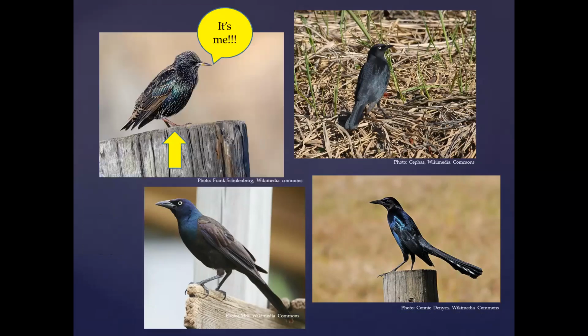If you said this one, you are correct. Again, comparing here, you can see that this one is not quite in breeding coloration, but you see how the bill is just starting to turn yellow there. The legs are pink and it's got the speckles on the body.